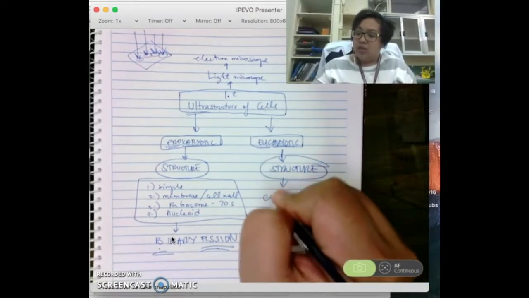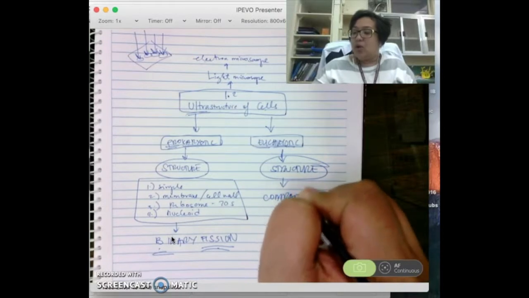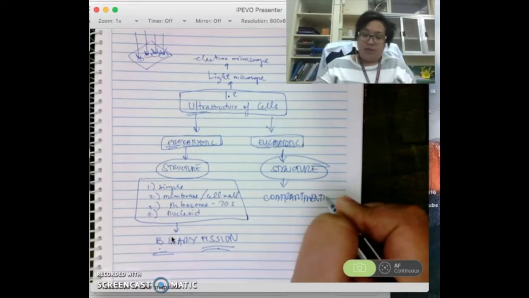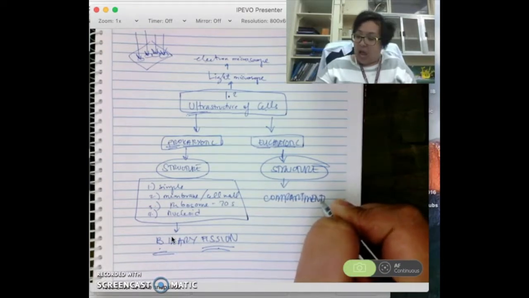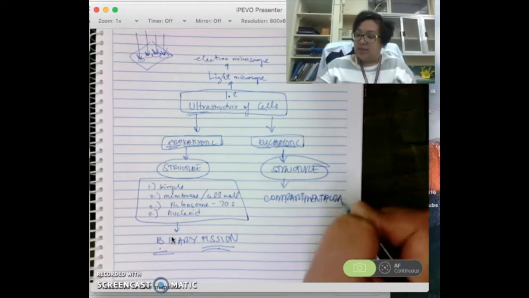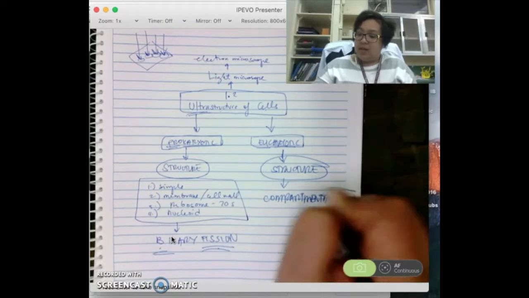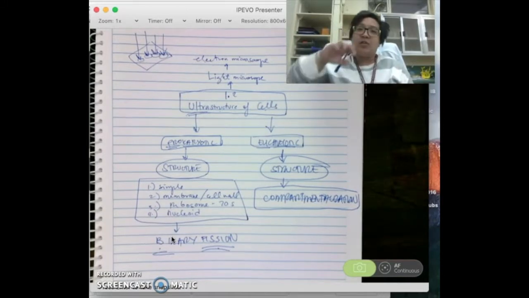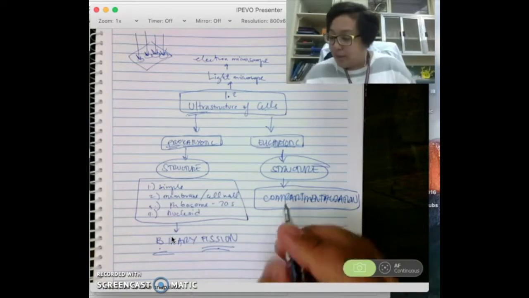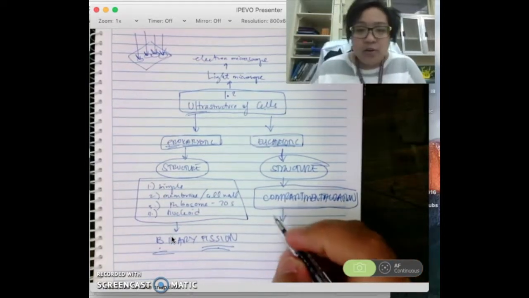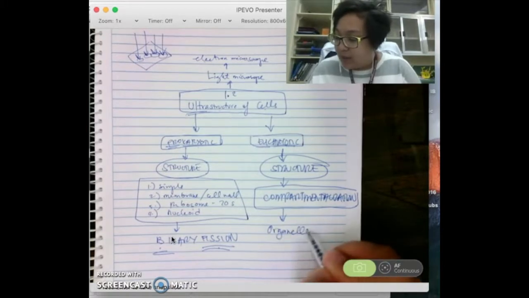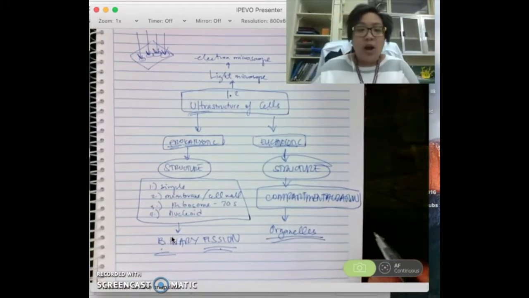compartmentalization. So what is compartmentalization? What are compartments? To compartmentalize means to have different, distinct, and separate compartments or sub-compartments, sub-parts. And you know that your eukaryotic cells are made up of organelles, each with their own membrane.